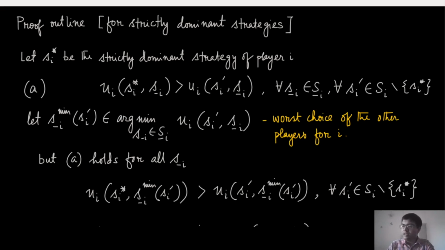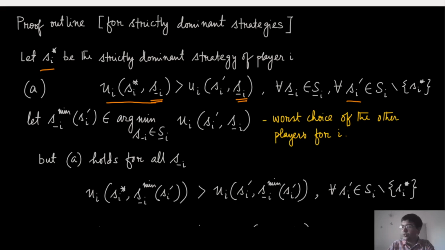So let's begin. Let's say s_i star is the strictly dominant strategy. We'll have to show that this is also a max-min strategy. Now, by the definition of strictly dominant strategy, we know that no matter whatever is the s_minus_i that has been chosen by the other players, this s_i star is strictly going to maximize the utility of agent i, for all the s_i primes which are not s_i star.